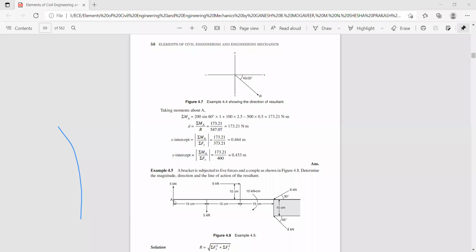Now here there are 5 forces acting. So at point A you have a force of 5 kilonewton, and at point B, let us call this point as point B, you have a force of 5 kilonewton.